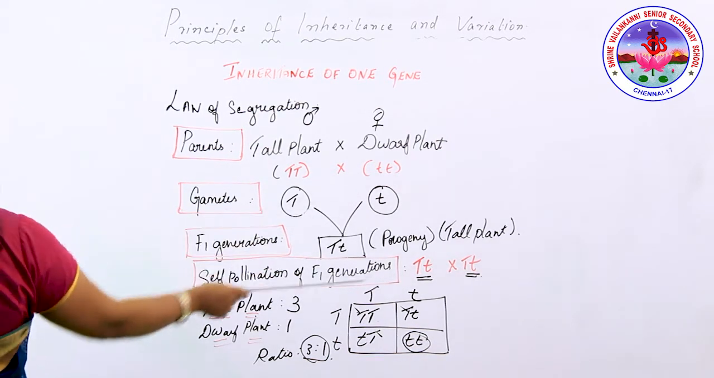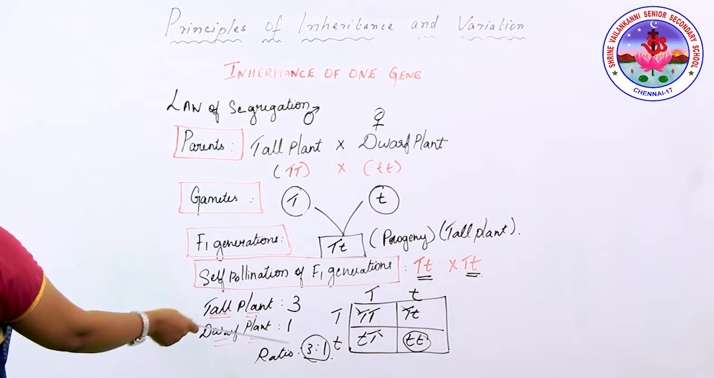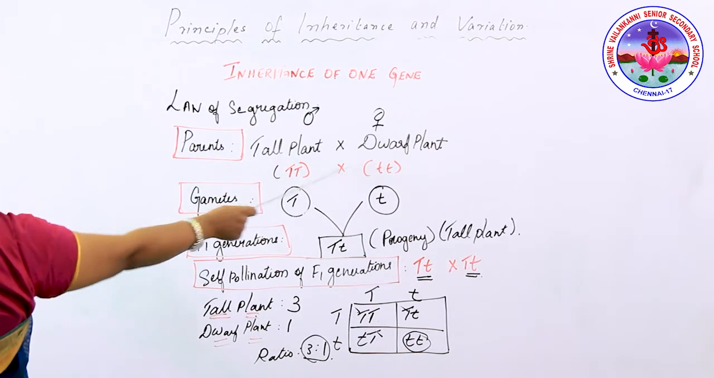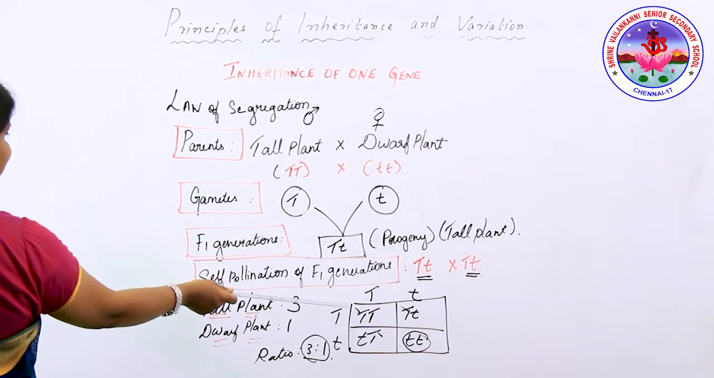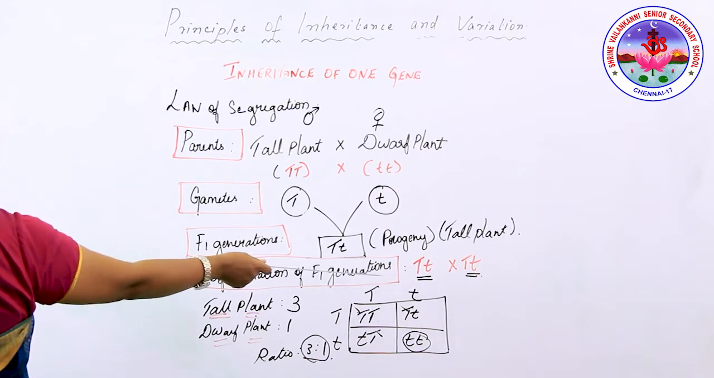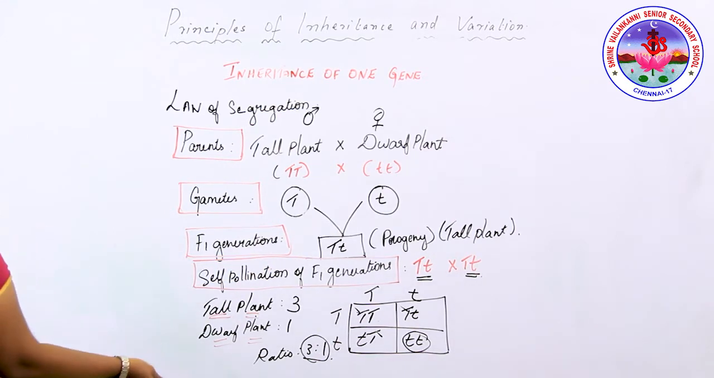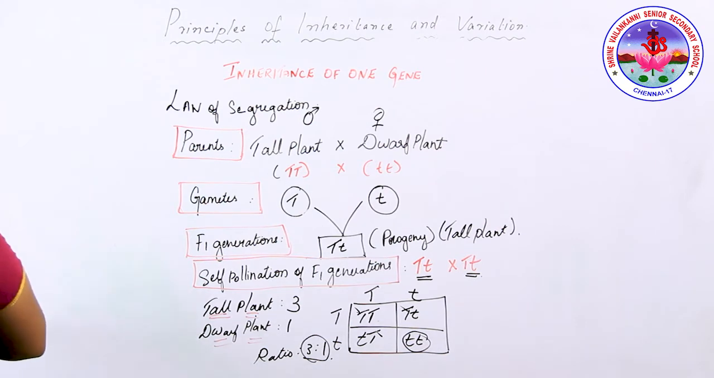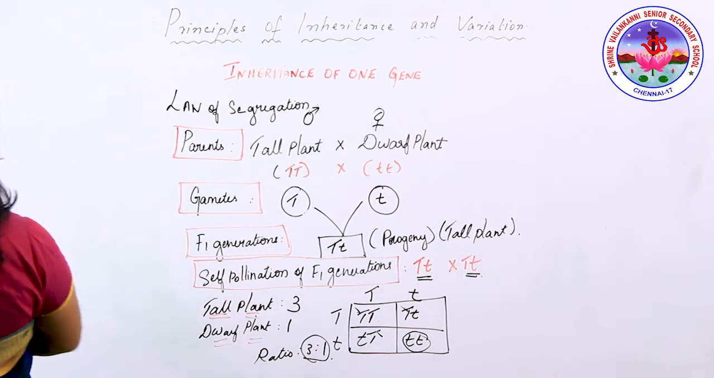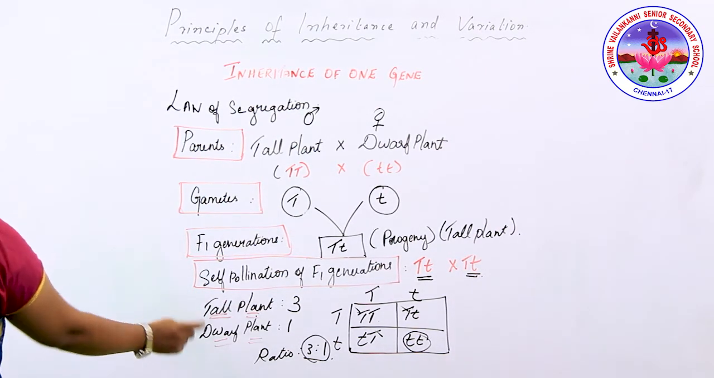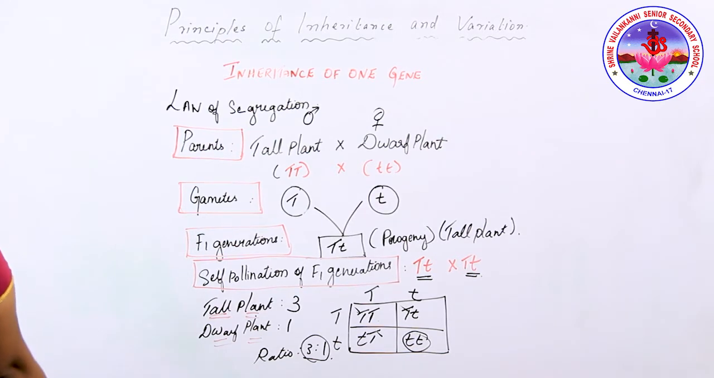This monohybrid test cross is as follows: the hybrid tall plant and the pure dwarf plant. Here you can see the hybrid tall plant and the pure dwarf plant. The progeny will be exhibited in this form: the capital T and small t looks like a dwarf plant. So this will be the test cross where the ratio will be 1:1.